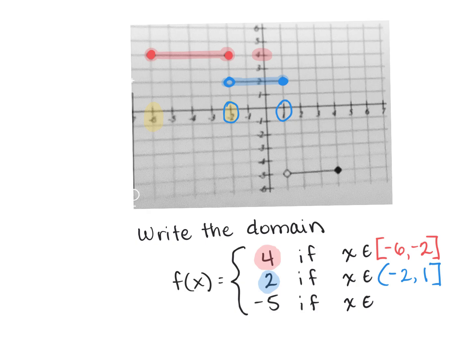Last but not least, we have a y value of -5, and the graph that does this goes from here to here, because that is a y value of -5. This one is a closed endpoint, and this one is an open endpoint. So if I start at the left, I'm going to start at 1, and then I go to the right, and it stops at an x value of 4. 1 is an open endpoint, so I use a parenthesis, and 4 is a closed endpoint, so I use a bracket.